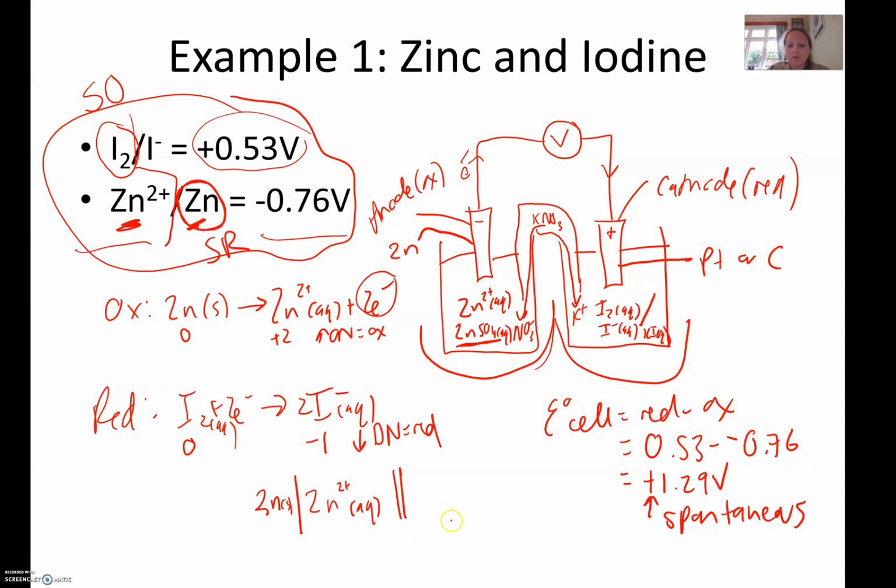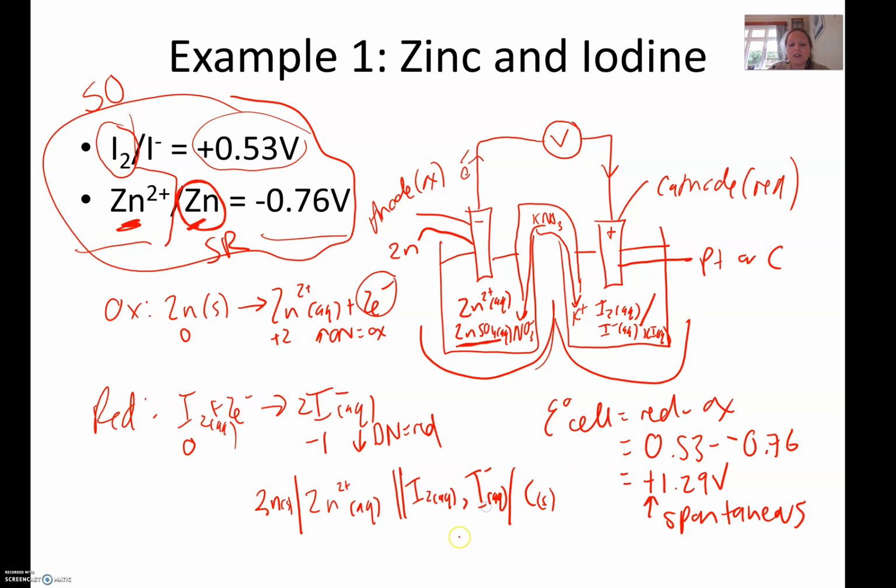Now, the reduction one, neither of the two species are actually the electrode. So we know that the electrode is going to be platinum or graphite. So you can just pick whichever ones. Electrodes go on the outside. So here we need to put both species involved in the reduction reaction, and do it in the order that it happens. So I2 forms I minus, so we do I2 first. So I2 aqueous, we do a comma, and then we do I minus aqueous.